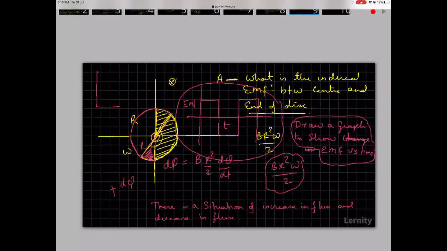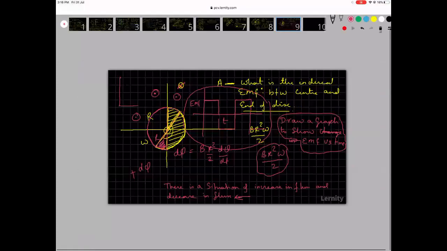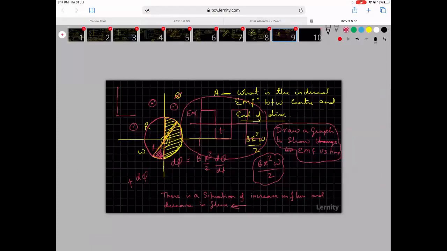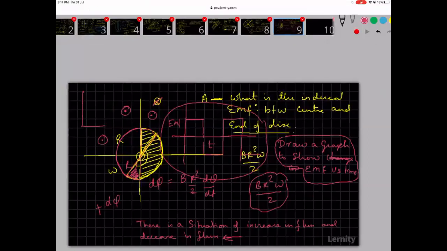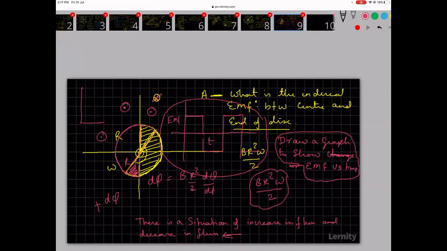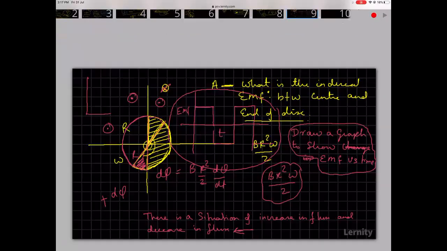Assume the magnetic field is this way, out of the plane of paper. This question was a JEE Advanced question, so this is as difficult as a question could get. But again, all that I'm trying to say is it is not difficult. If we understand what the theory is and work with the theory, it is not difficult.